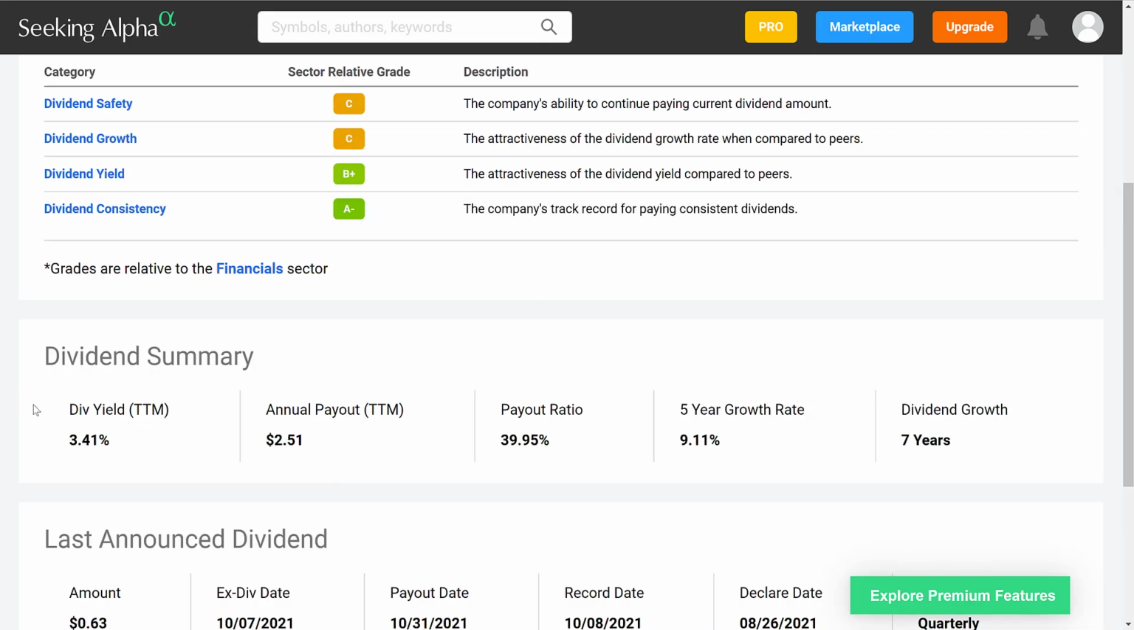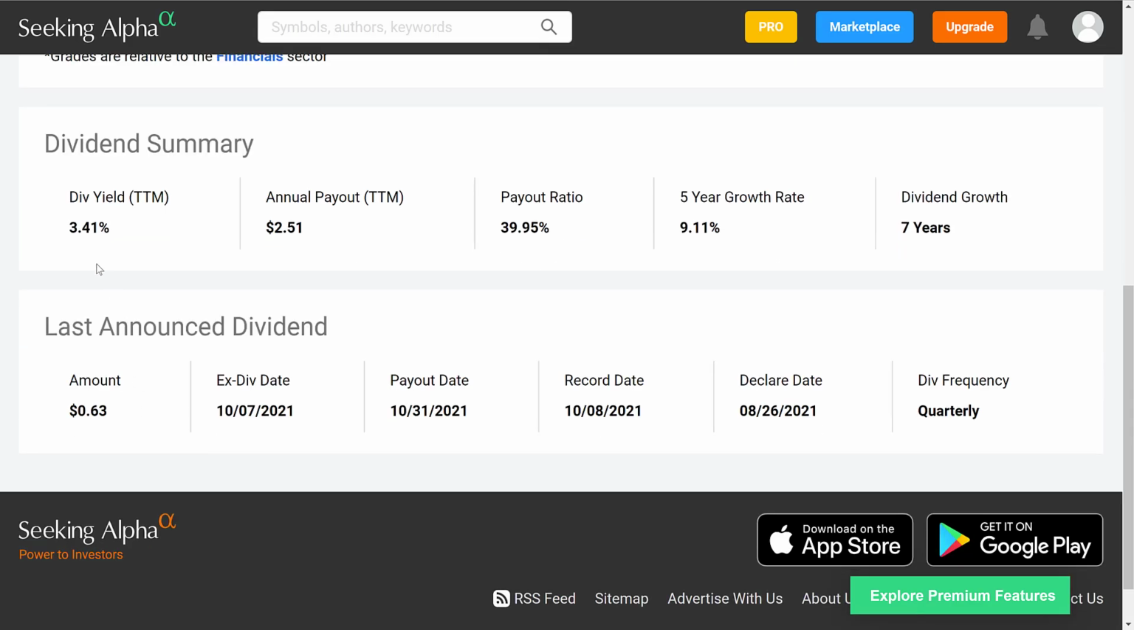Another example is a company like Toronto Dominion Bank. What we're seeing right here is they have a nice dividend yield of 3.41% and a very low payout ratio of 39.95%. So you want to make sure that these payout ratios are low. The lower they are, relatively speaking, the more sustainable they are and the more they can keep paying these dividends and increasing these dividends to their shareholders.